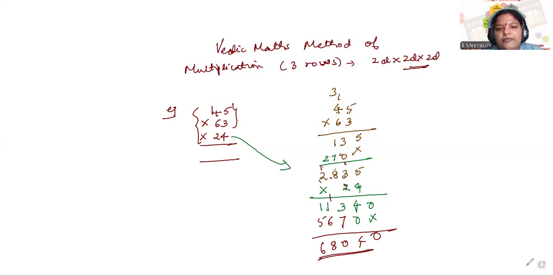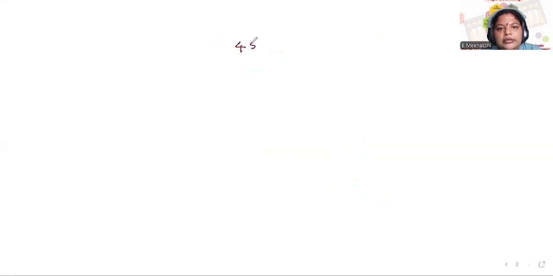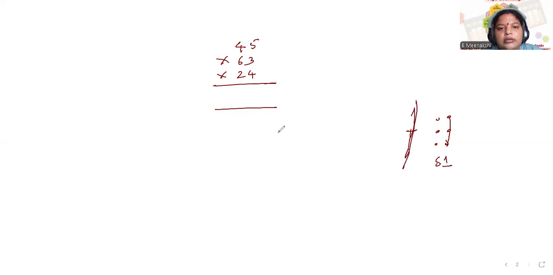Now the same sum, when we do using a pattern, there is a pattern for 2 digit multiply by 2 digit multiply by 2 digit. So let me show it to you in a single step. First, you will multiply all the ones place digits. This is your step 1. Next, step 2.